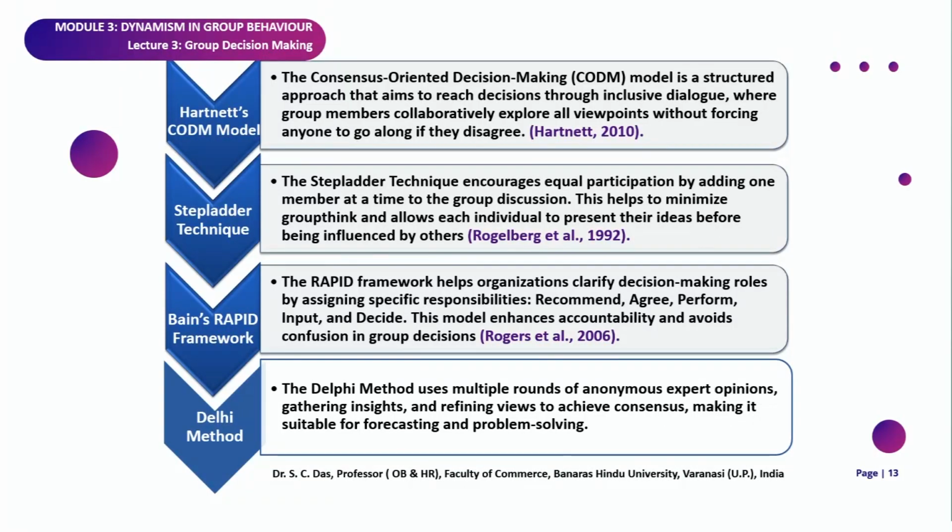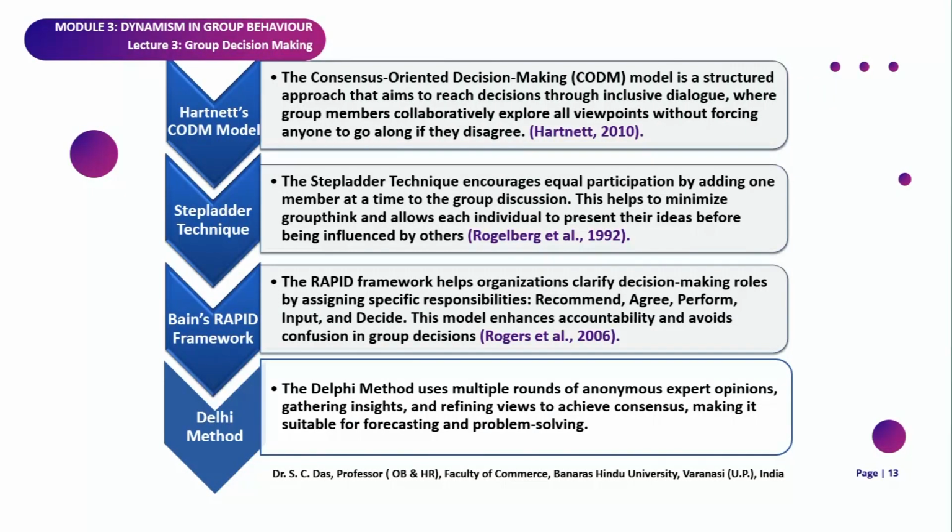The Delphi method is a very important thing. The Delphi method uses multiple rounds of anonymous expert opinion, gathering insight and rethinking views to achieve consensus, making it suitable for forecasting and problem solving. It's a very important part, the Delphi method. Several rounds of expert opinions, gathering insights and achieving consensus. There may be different groups of experts, those who contribute a lot for making some kind of group consensus. So these are basically the five different models.